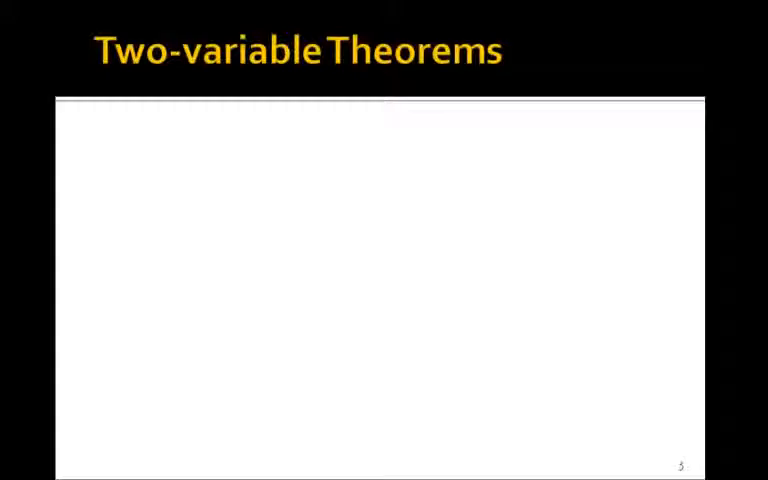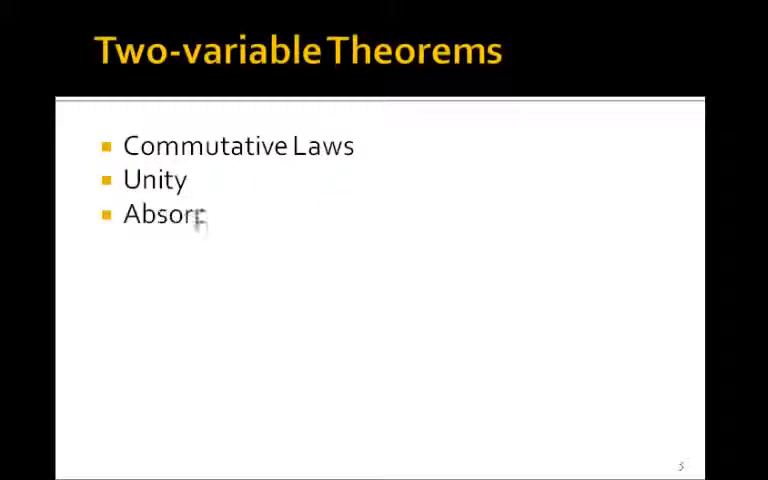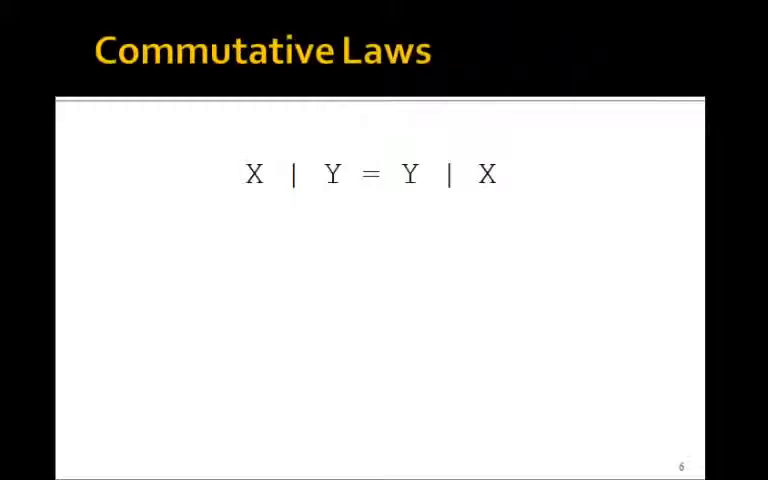Okay, let's look at two variable theorems now. We'll look at the commutative laws, unity, and there are two absorption theorems. The commutative laws simply means that you can commute x and y. That is, x or y is equal to y or x, which by duality, of course, x and y must be equal to y and x. You can easily verify this by just looking at the truth tables.